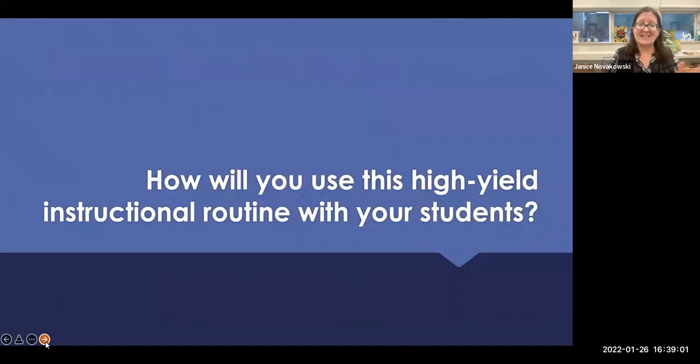So as we come to the end of this session, I'd like you to think about how you will use this high yield instructional routine with your students.